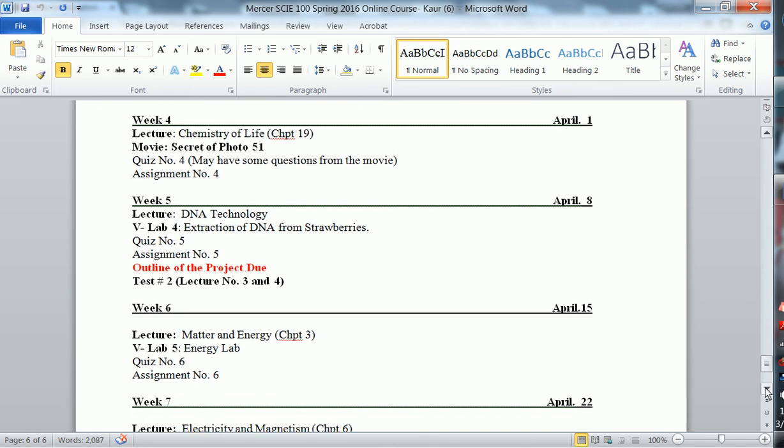Week number 4 is basically your biology week. In this week's lecture, we are going to talk about the chemistry of life. We are going to talk about the biomolecules which make life. We will talk about proteins, lipids, carbohydrates and nucleic acids here.